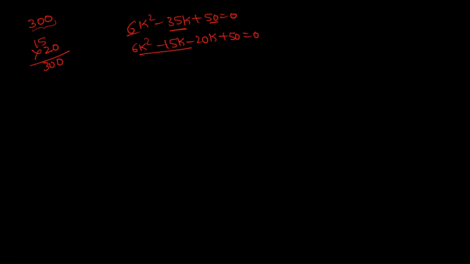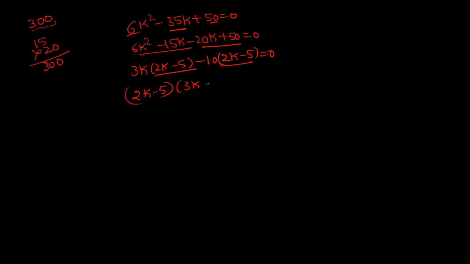From these two, we'll take 3k as common, that leaves 2k minus 5. From these two, we'll take 10 as common, and it is 2k minus 5 is equal to 0. Now take 2k minus 5 out from these two terms. That leaves 3k minus 10 equal to 0. And when we make this equal to 0, k will become 5 by 2, and for this, k will become 10 by 3. But k is nothing but what?